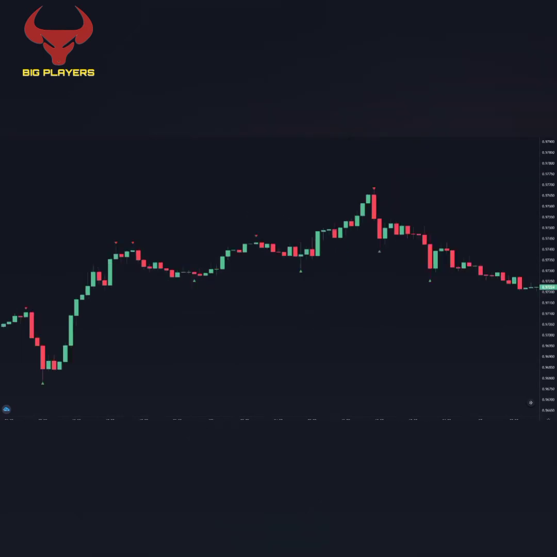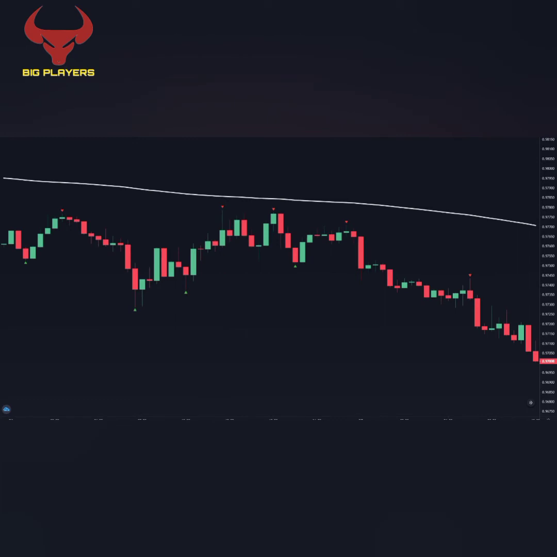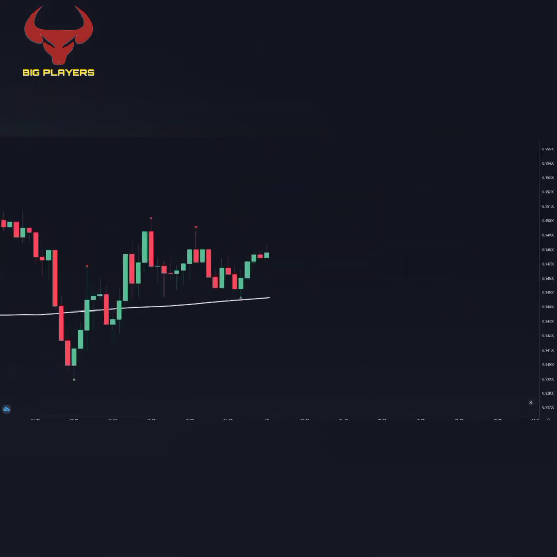First of all, I'm going to be using the 200 EMA to identify the long-term trend. So if the price is above the 200 EMA, you only take signals from the top fractal. And if the price is below the 200 EMA, you only take signals from the bottom fractal. Now for this explanation, let's say that the price is above the 200 EMA.